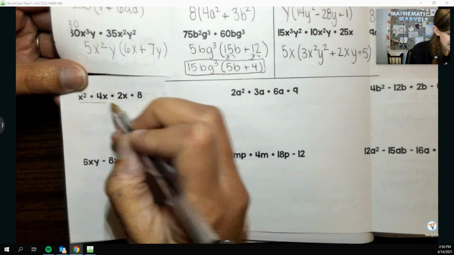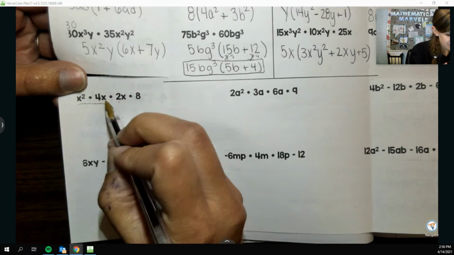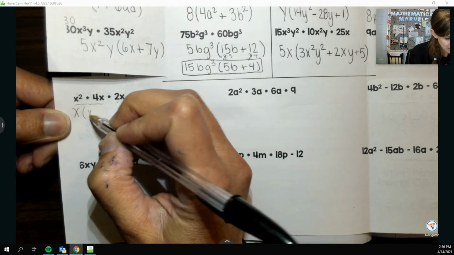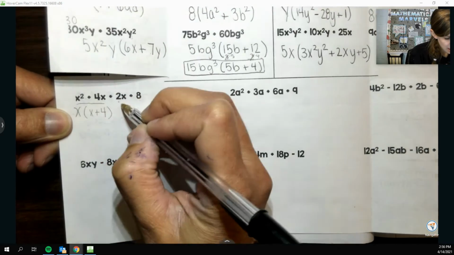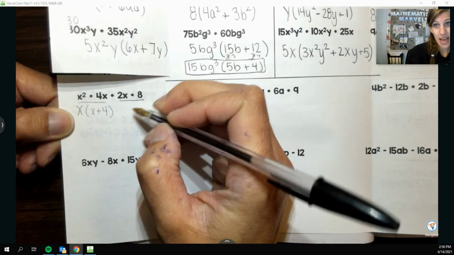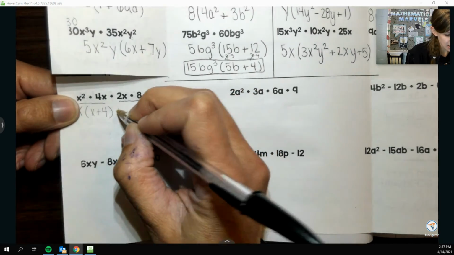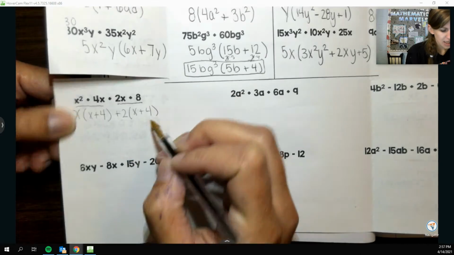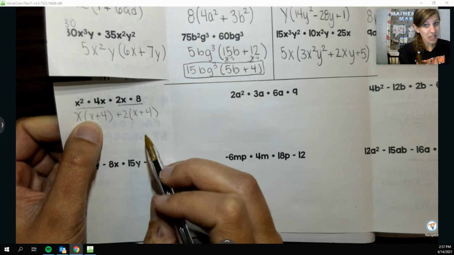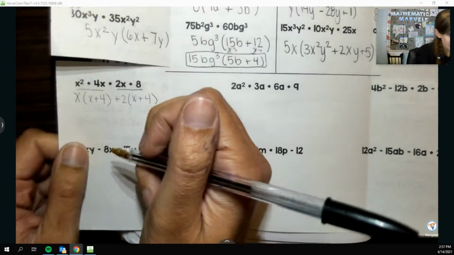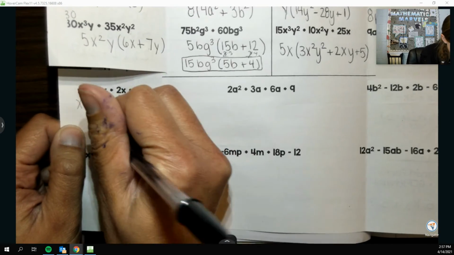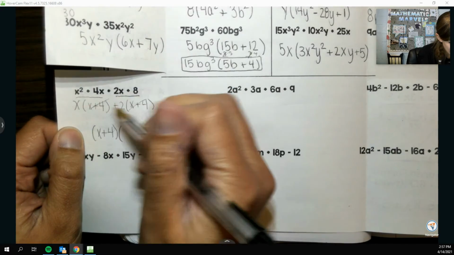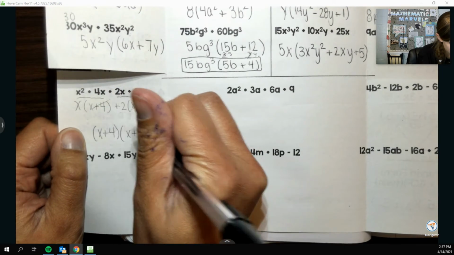So looking at these 2, they have an X in common, and we'll have X plus 4 left. Looking at those 2, they have a 2 in common, and we'll have X plus 4 left. Because this first number and the second number have that twin, or that X plus 4, I write down the twin, and then I write down what's left. So X plus 2.